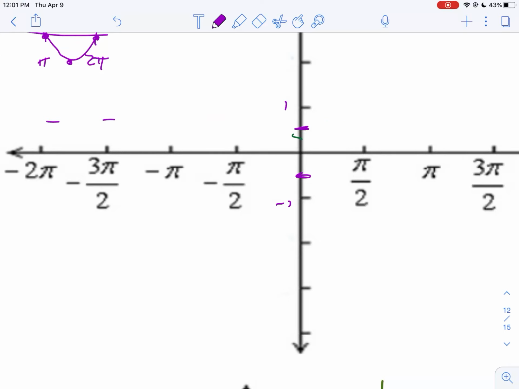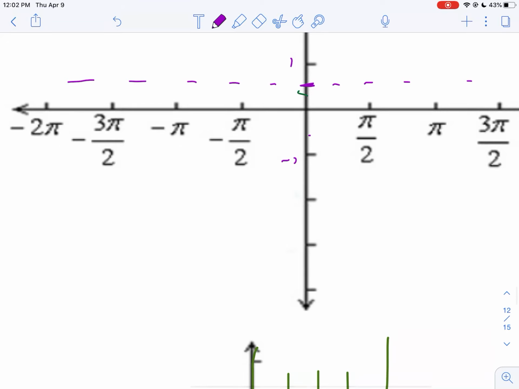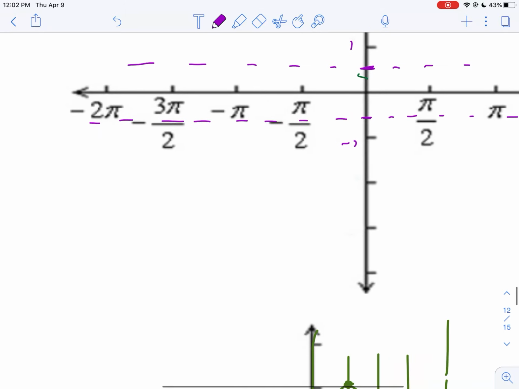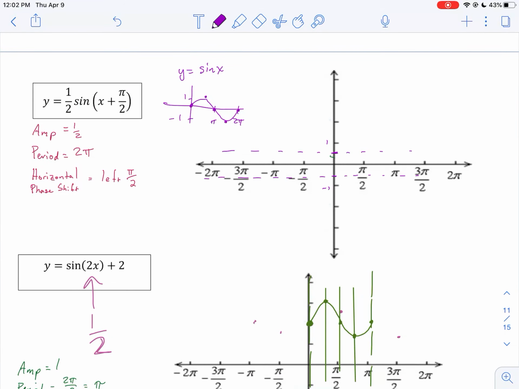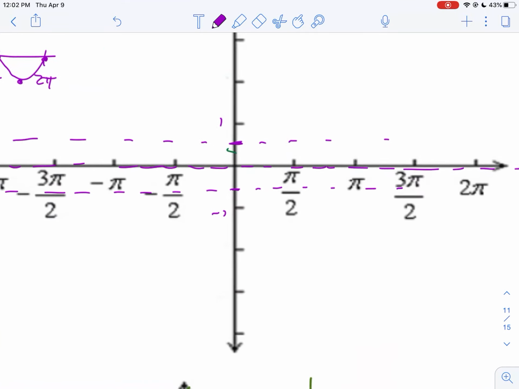I'm going to do a little dotted line here at 1/2, and a little dotted line at -1/2. That just helps me see that wherever my sine curve is, it's got to be between those. So my center line of my function is there.